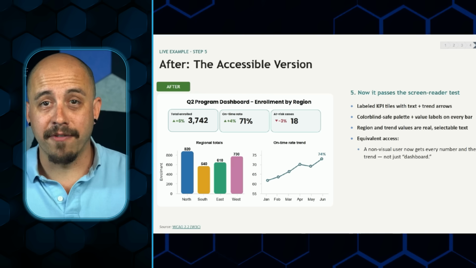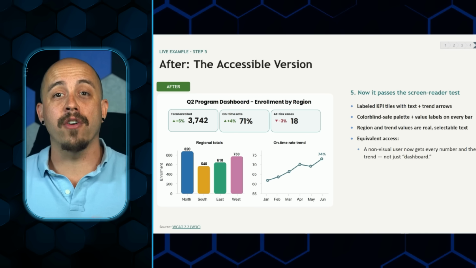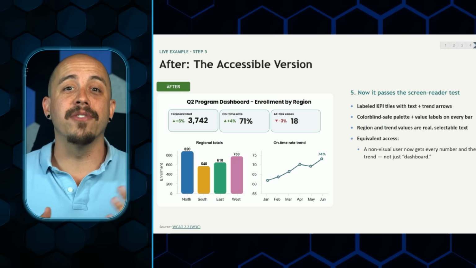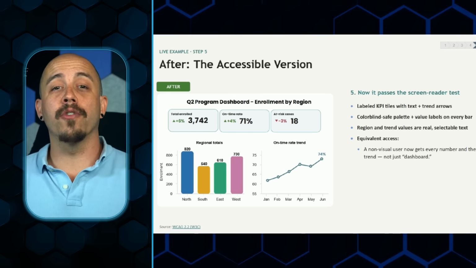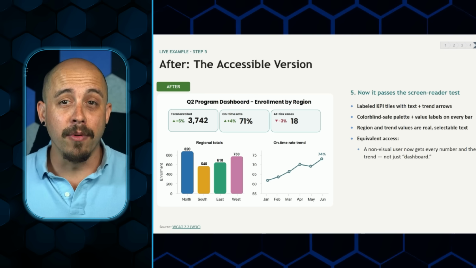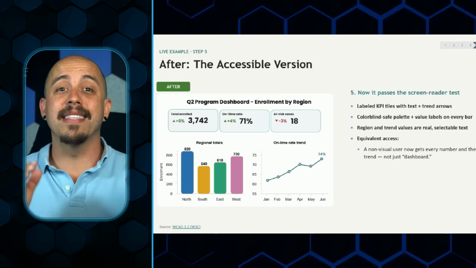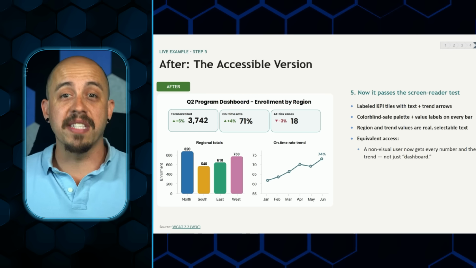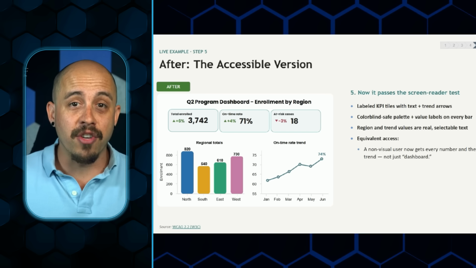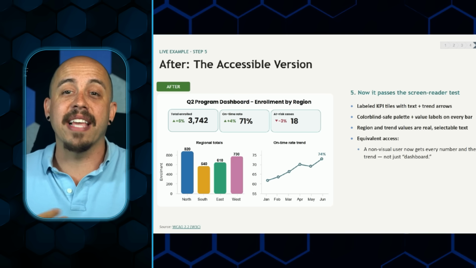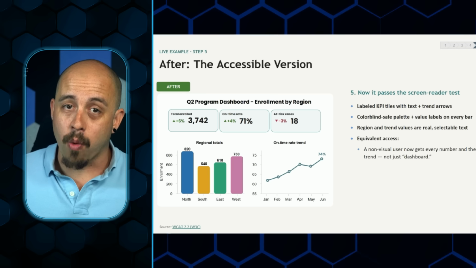And here's the result after step 5. The KPI titles are now labeled with real text and trend arrows. So 71% isn't a styled image, it's a tagged value with a meaningful label. The chart uses a colorblind safe palette with labels on every bar. Every region and trend value is real, selectable text. And when you run a screen reader over the whole thing, a non-visual user now gets every number, the trend direction, the risk count, instead of just hearing the word "dashboard." That is equivalent access, and that is what this workflow produces.